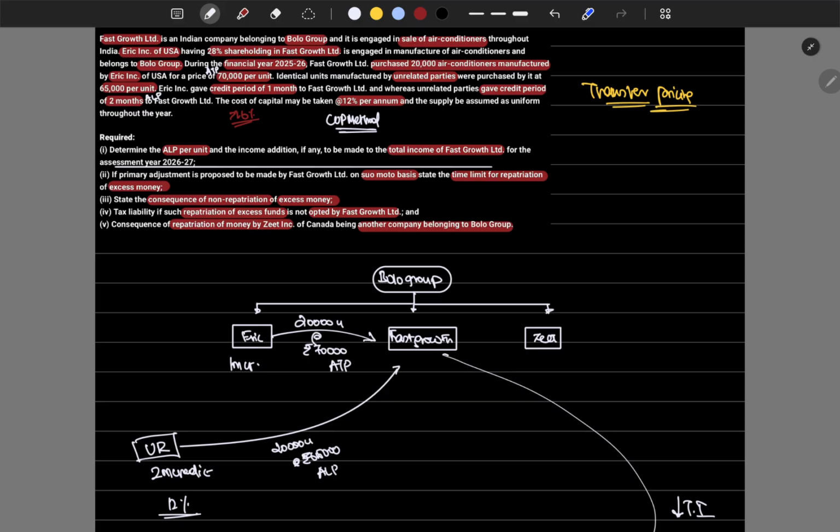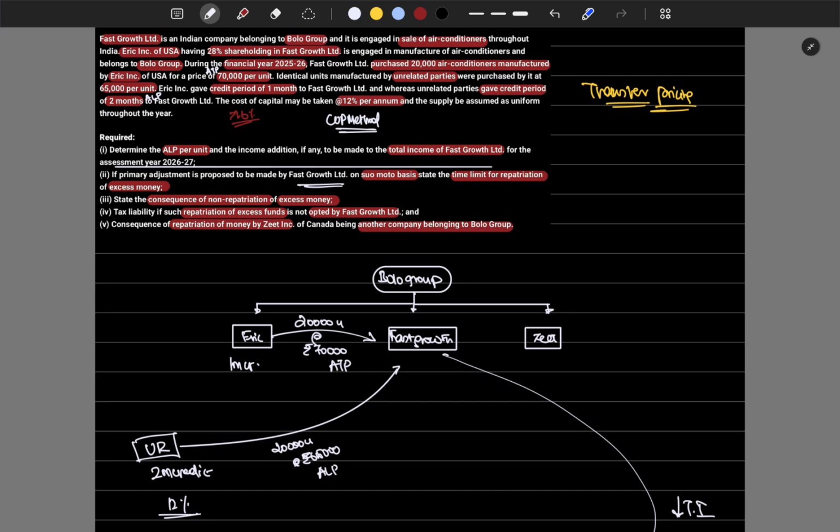So if the primary adjustment is proposed to be made by Fast Growth Limited on a suo motu basis, while calculating the ALP, if they are filing the ALP of 64,350, how much time will be given to them for the secondary adjustment, which is the repatriation of that excess funds from Eric Limited?